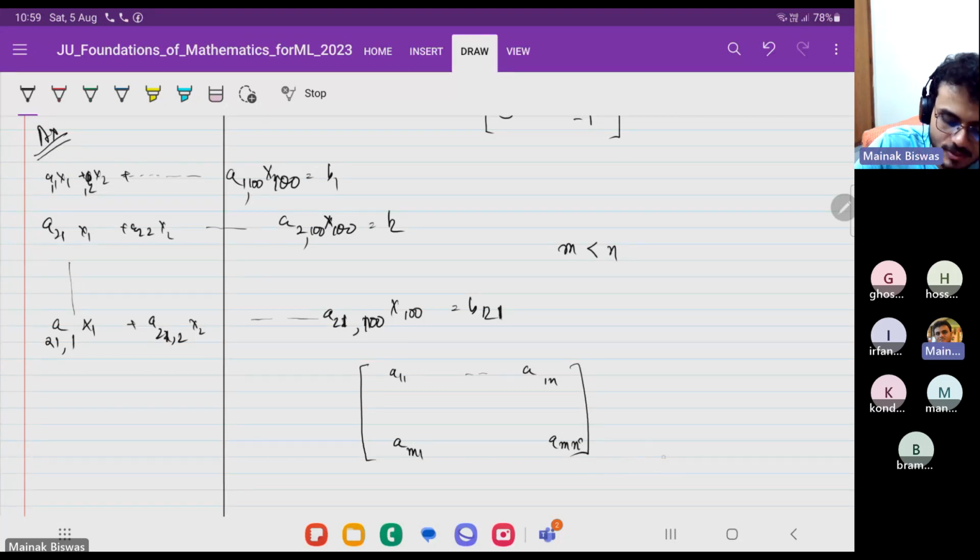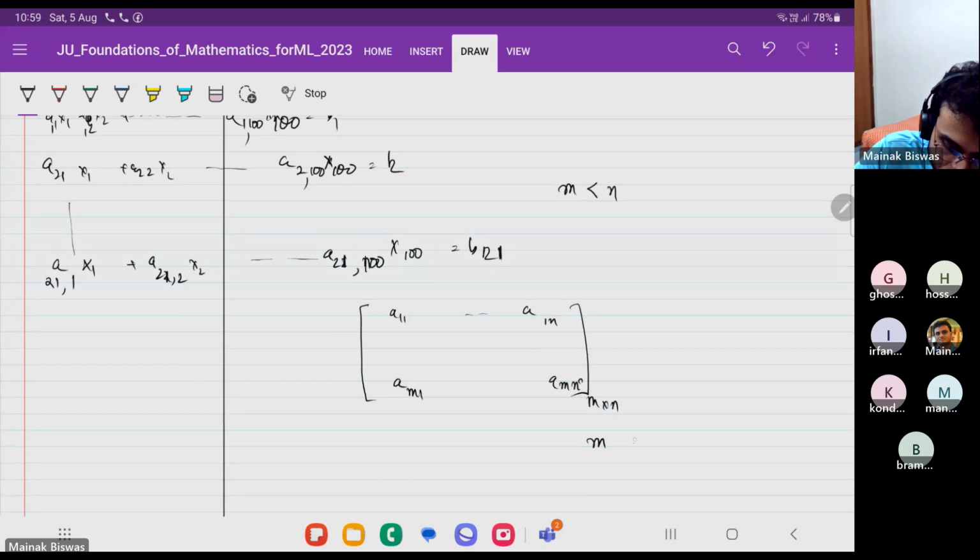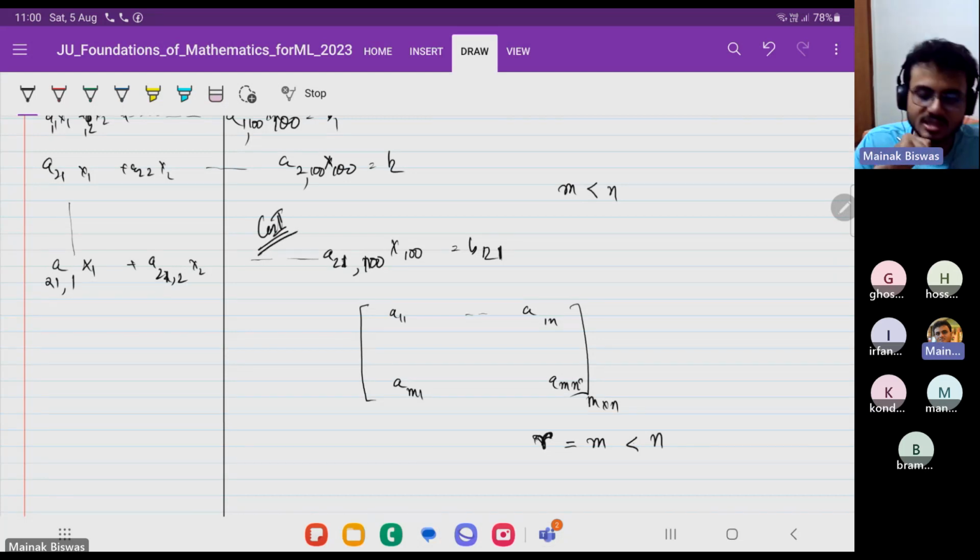So what can the rank be at most? It's an m cross n matrix. So m is less than n and this is the rank, right? Agreed? So I'm saying this is case 1. Can you tell me how many solutions I will have to this equation Ax equal to b?